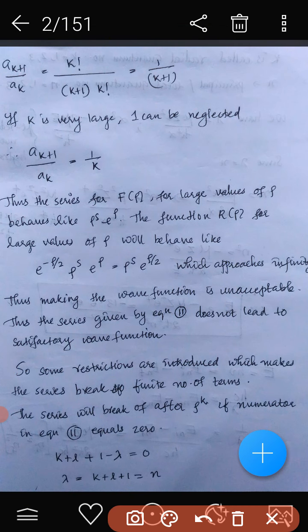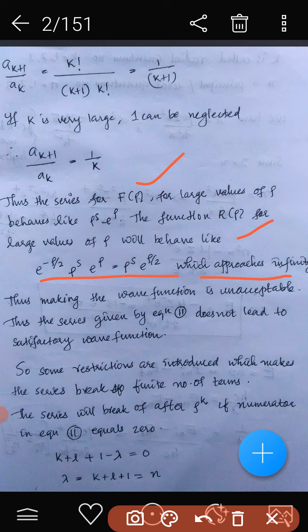Thus, the series for f of rho for large values of rho behaves like rho to the power s e to the power rho. The function R for large values of rho will behave like this, which approaches infinity. Thus, it makes the wave function unacceptable. Thus, the series given by equation 11 does not lead to a satisfactory wave function. So we have to add some restrictions. Some restrictions need to be introduced, which make the series break into a finite number of terms.